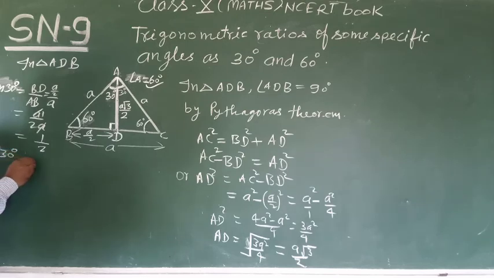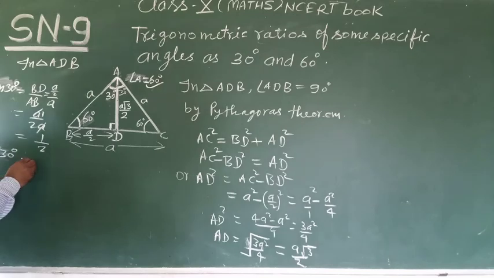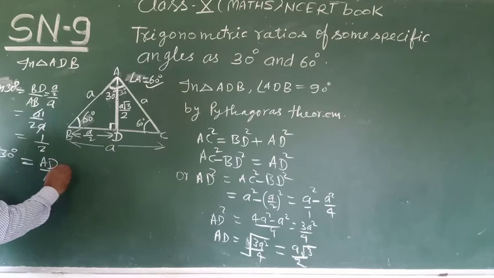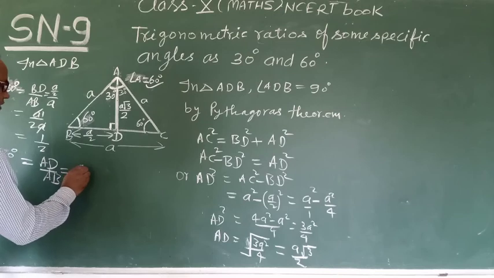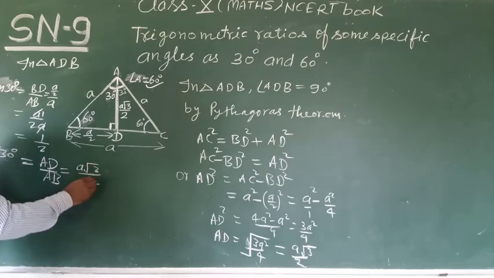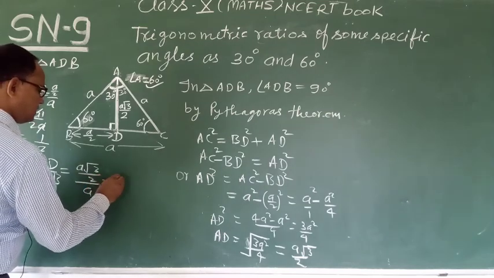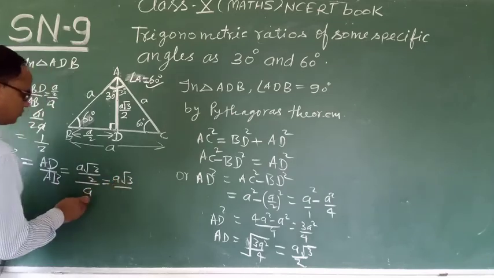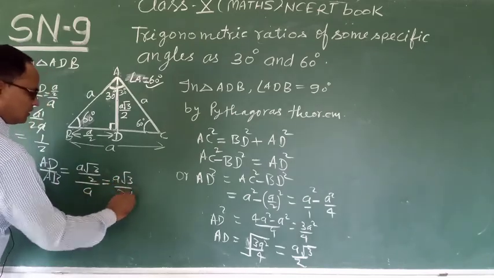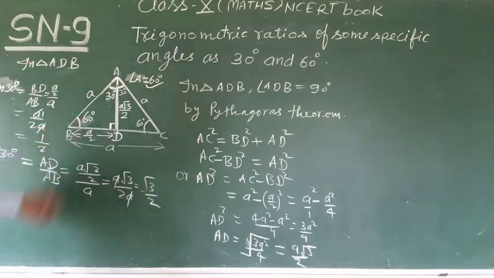Okay student, now cos 30 degree is equal to base by hypotenuse, AD by AB. The value of AD is A root 3 by 2, whole by A. Here we can write A root 3 by 2 multiplied by A. A cancels A, we get root 3 by 2.